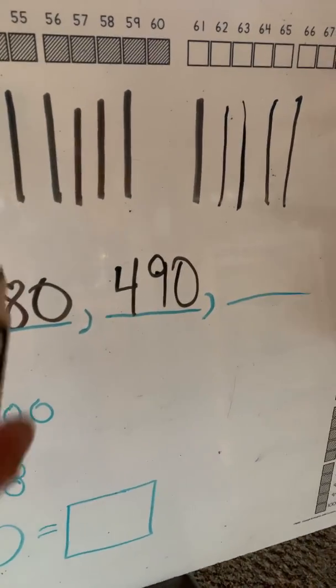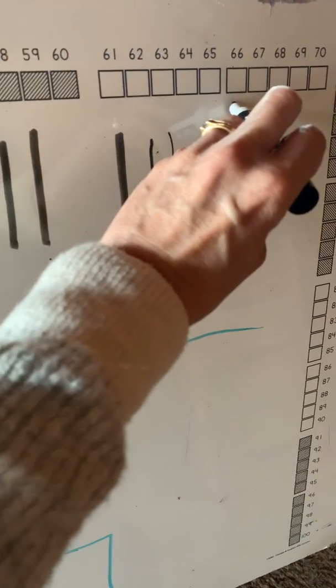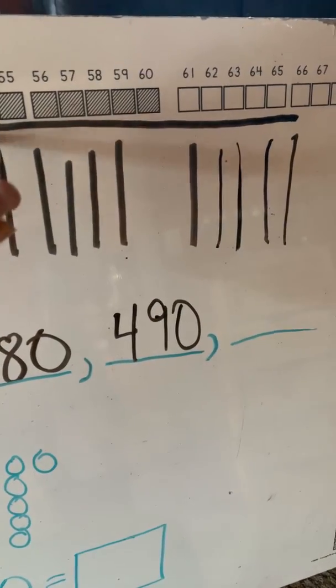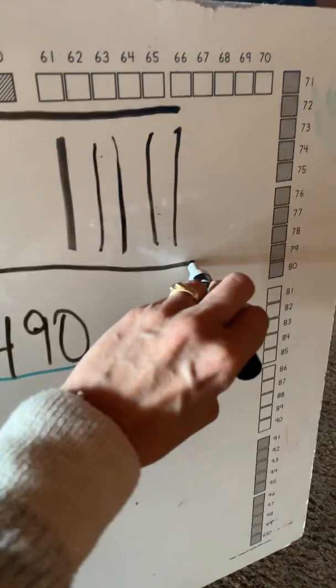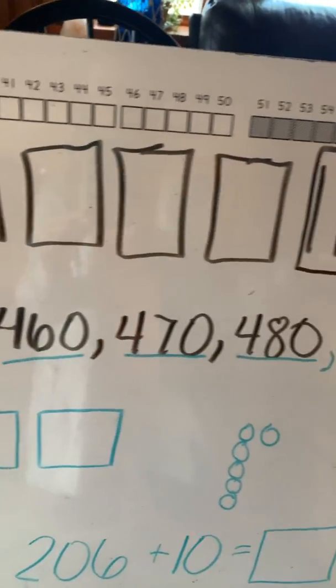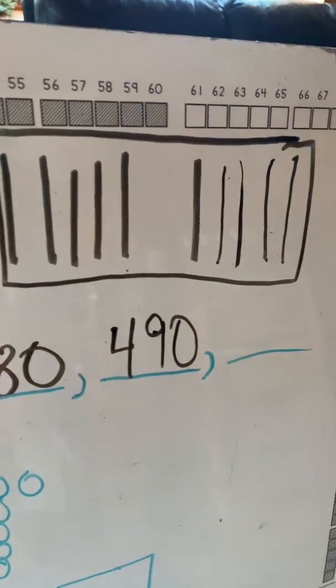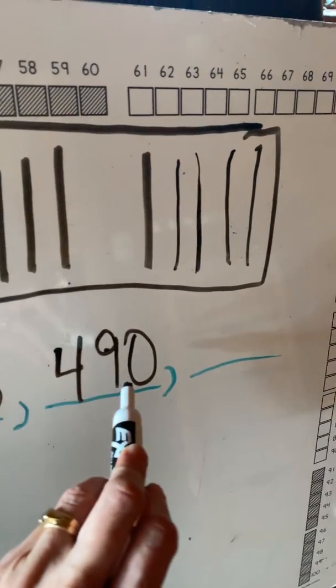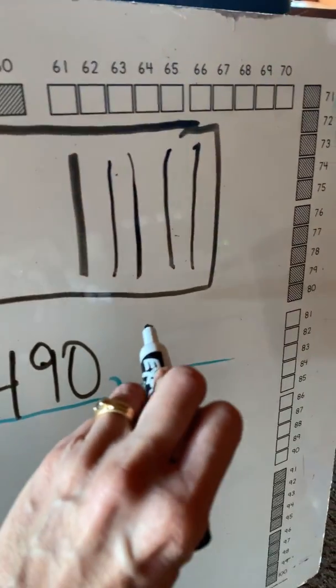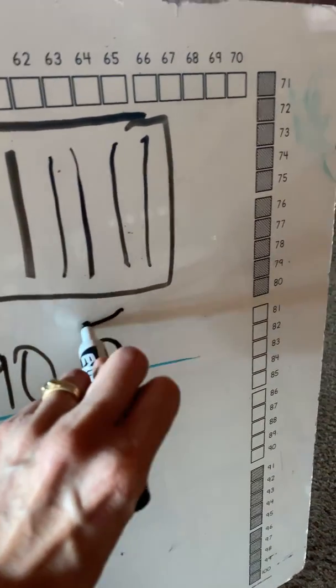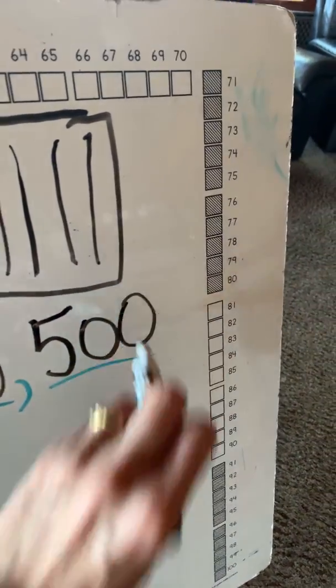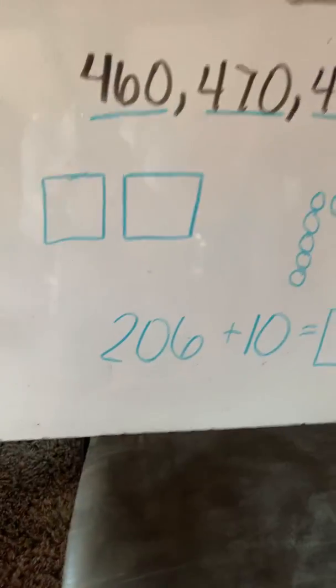Yes, we need to group these 10 sticks together, bundle them up, and make 100. So what happens? We have 400 and 100 more would be 500. So after 490, 10 more would be 500. Very good. Now we're going to come down here.